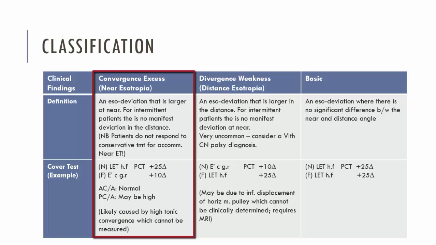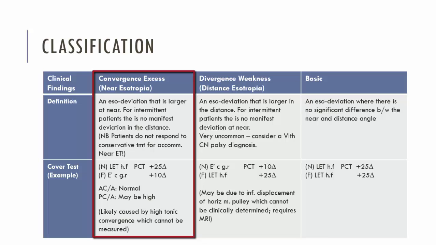If you have a normal ACA and a high PCA ratio, that means that your patient has a non-accommodative convergence excess esotropia. If you find a normal ACA ratio and a normal PCA ratio, this means that there is high tonic convergence, but because we can't clinically measure tonic convergence, we won't be able to confirm that this is the reason. But it's understood that that's the most likely reason for why we get that convergence excess pattern in these patients.